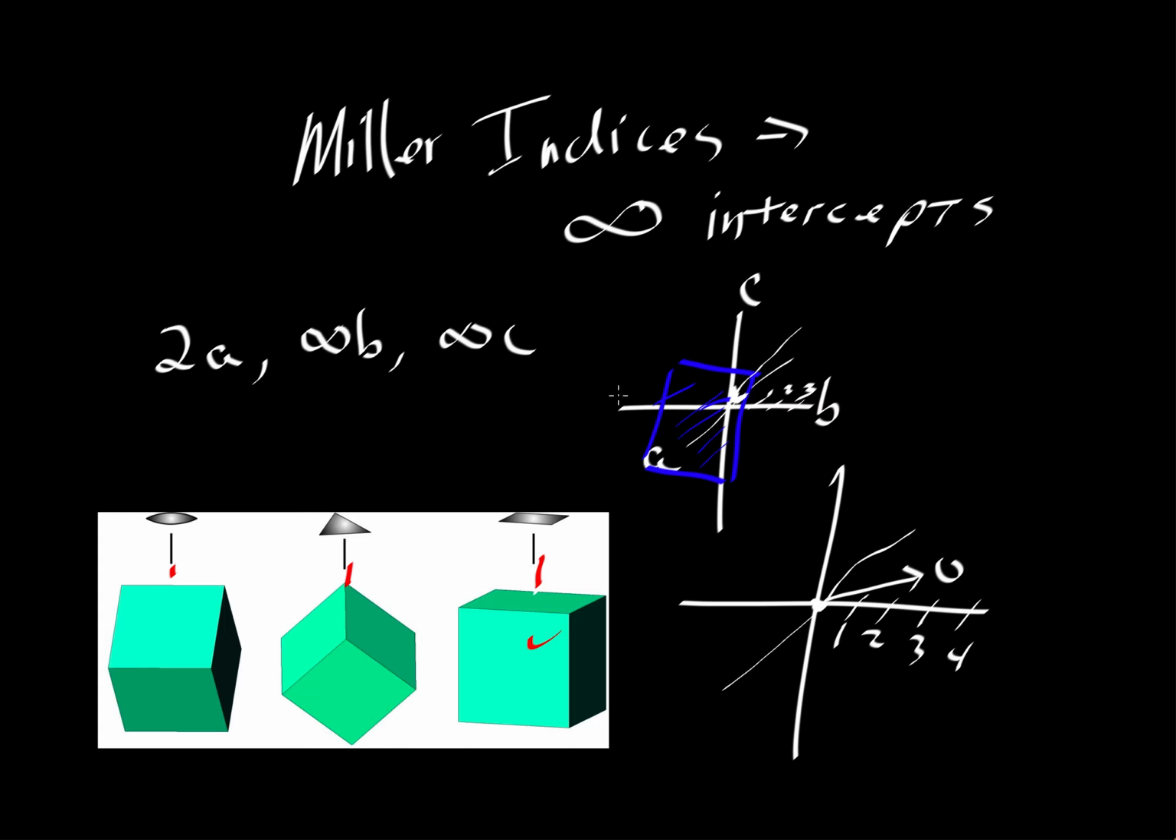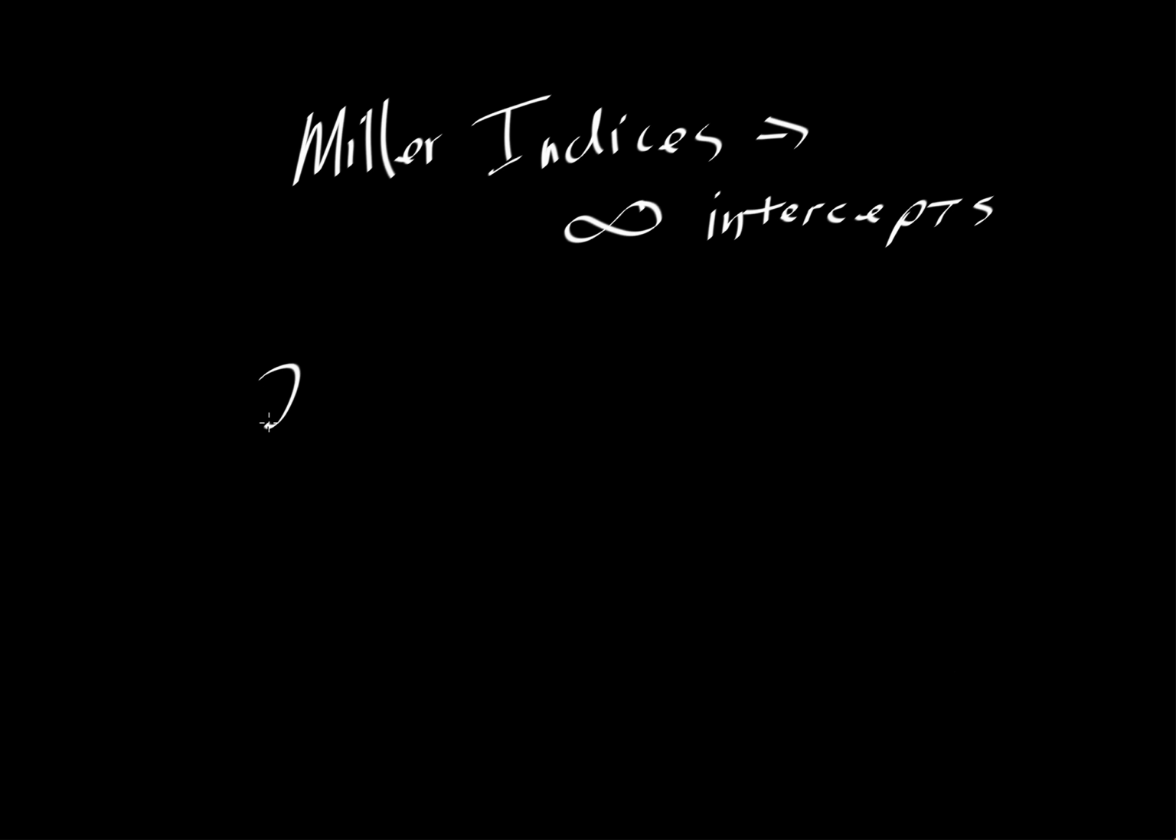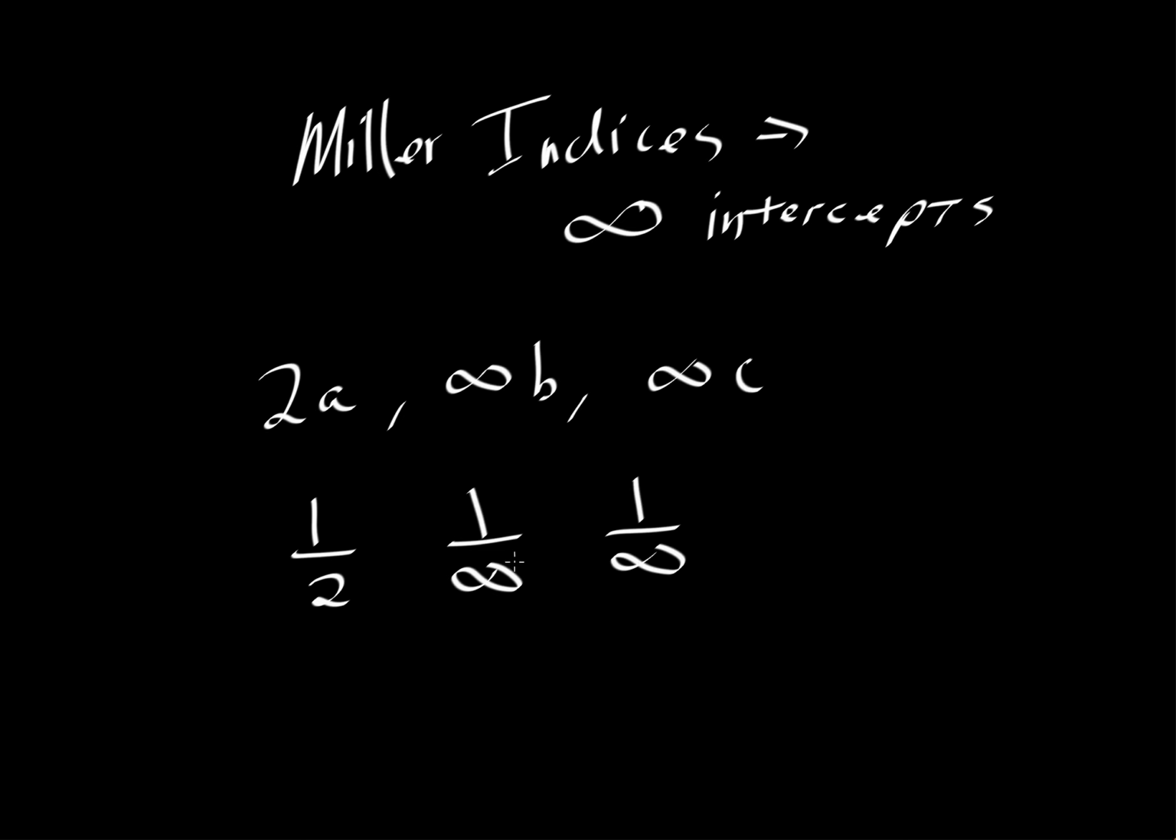Let's clear some of the chalkboard to give us some room. So we have intercepts 2A, but now infinity B and infinity C. So we have these intercepts where there really aren't intercepts, and the way we write that is infinity. Now, if we want to invert to get the Miller indices, we would have 1 over 2, 1 over infinity, 1 over infinity. We can multiply by 2 to clear that fraction, and so we would have 1, and then 2 over infinity, and 2 over infinity. And you'd say, well, they're not really cleared, but here's another way of thinking about it.